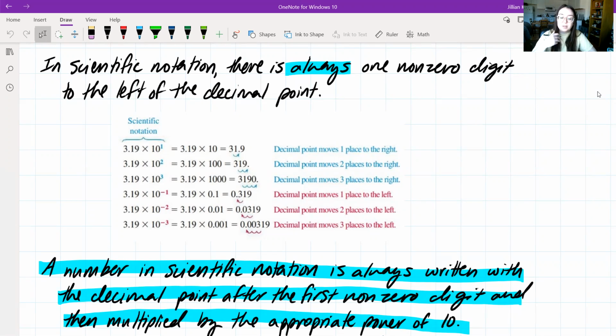And once again, we always want to say that there is always one non-zero digit to the left of the decimal point. So we're always going to have something like 3.19, 5.2, 2.853, something like that. You're always going to have one non-zero digit to the left of the decimal point, and you're just going to have one. So that number is going to be either 1, 2, 3, 4, 5, 6, 7, 8, or 9.